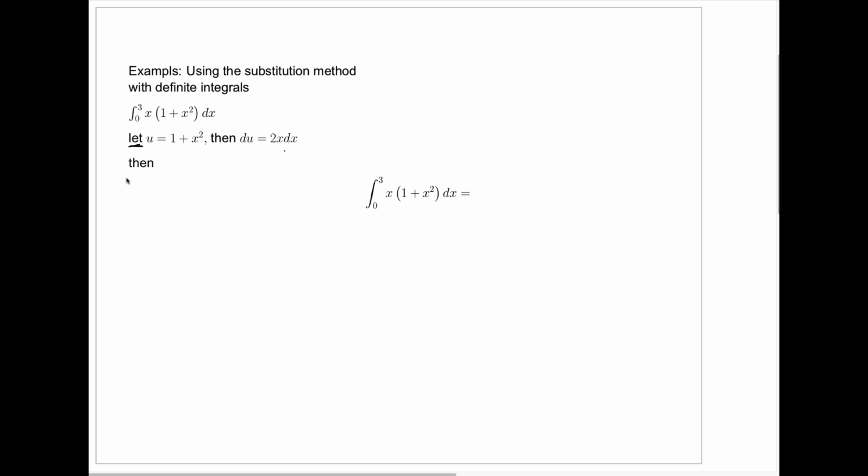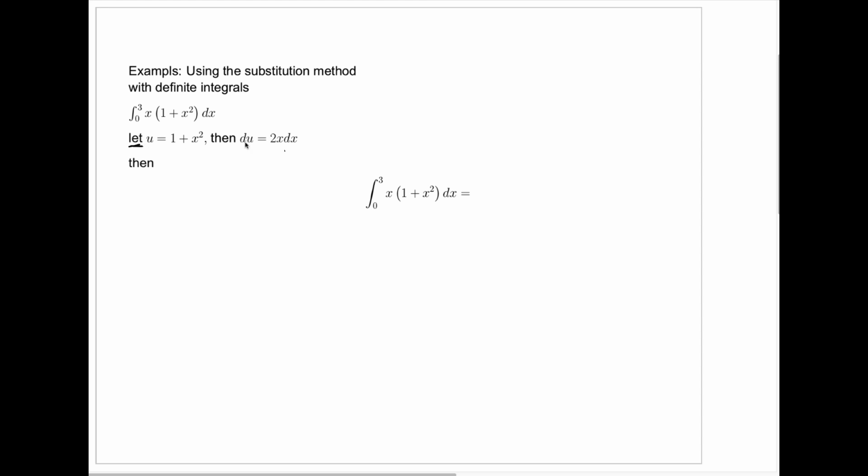That tells the reader that you're choosing a new variable and you're calling it u. If you don't put the let there, it can be confusing that you're just somehow asserting that u is 1 plus x squared. Where did that come from? The let tells the reader that you're making that choice.